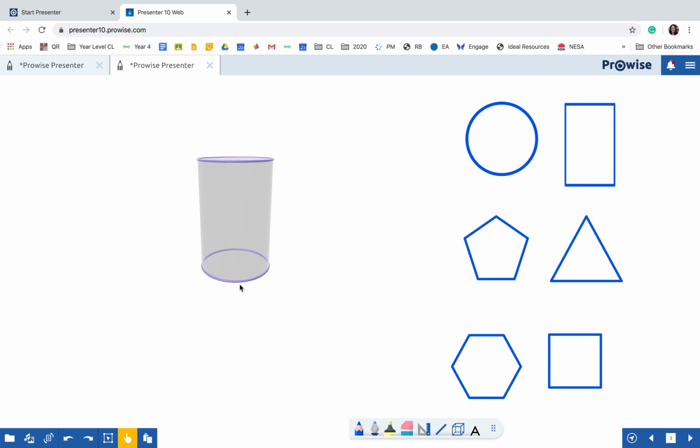What you've got to try and visualize is uncurving that shape and flattening this shape in the middle out, and what you might have left. I wonder if you can figure that one out. That's right, it's a rectangle. So when we're thinking about the net of a cylinder, it should be made up of 2 circles and a rectangle.